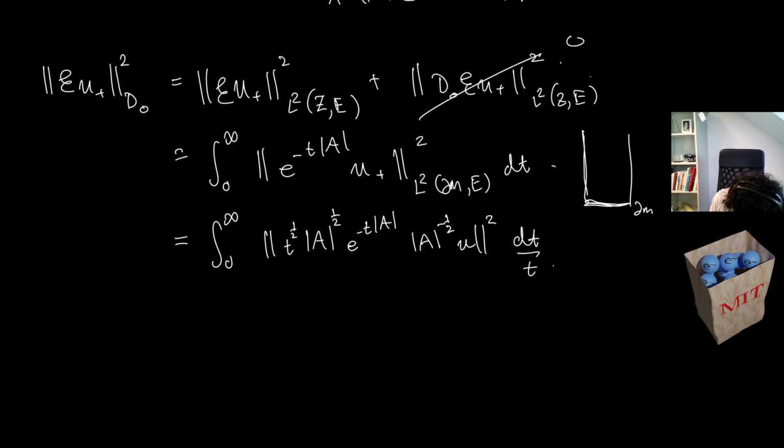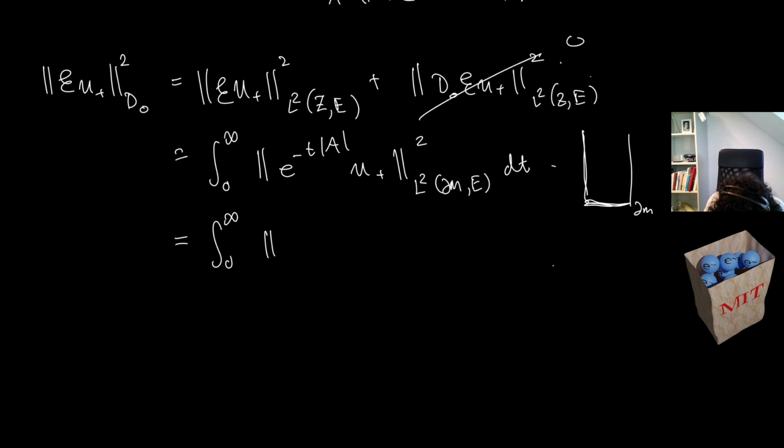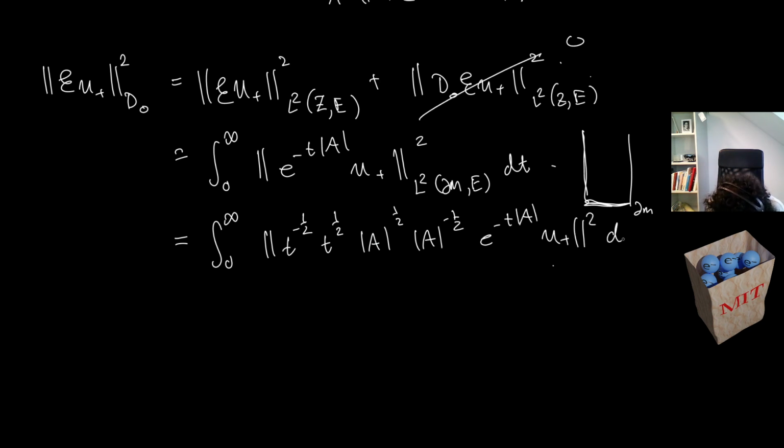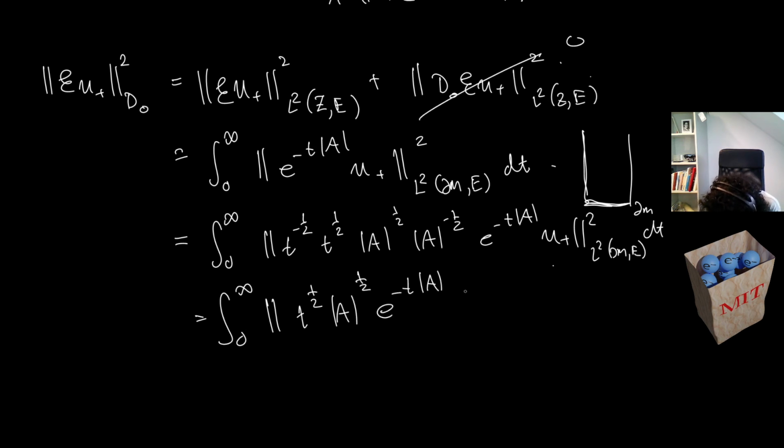So I hope, maybe I should have been really clear on this. So maybe let me just really write this out to emphasize what I've done. So this is t minus a half, t a half, modulus a half, modulus a minus a half, right? Nothing magical here. So u plus squared, so this is L2 partial m, dt. That's the first thing. And now we just simply take this negative a half power out. We have this half here, e to the minus t modulus a, and now we have the a minus a half here, u plus squared L2 partial m, and now this is dt on t.